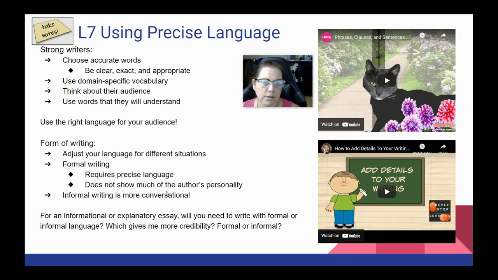When you're talking to someone and they're talking informally to you, it doesn't convey their professionalism, or if they're a professional in their field, it doesn't convey that. But if they're using domain specific language and speaking formally, it conveys more of that professionalism and you trust that source a little bit more. Okay, we're going to watch a couple of short videos on phrases, clauses, and sentences, and how to add details in your writing.